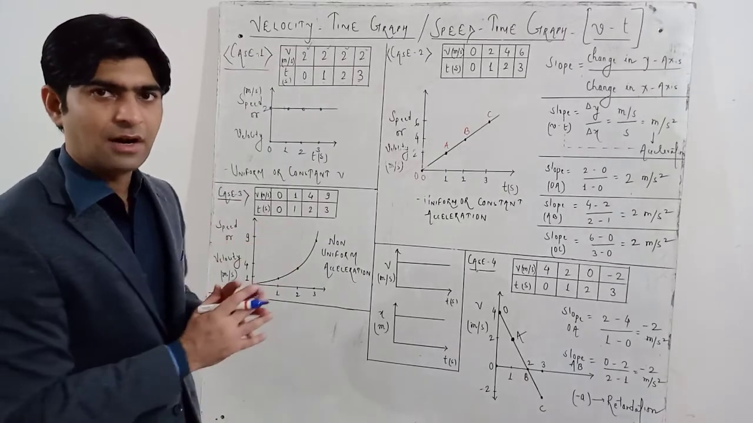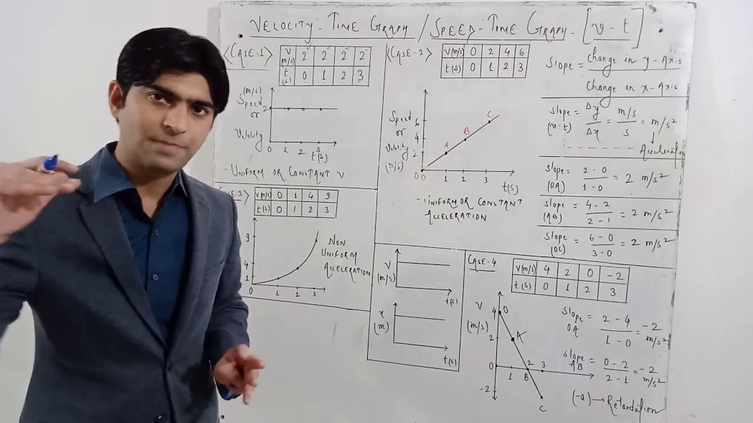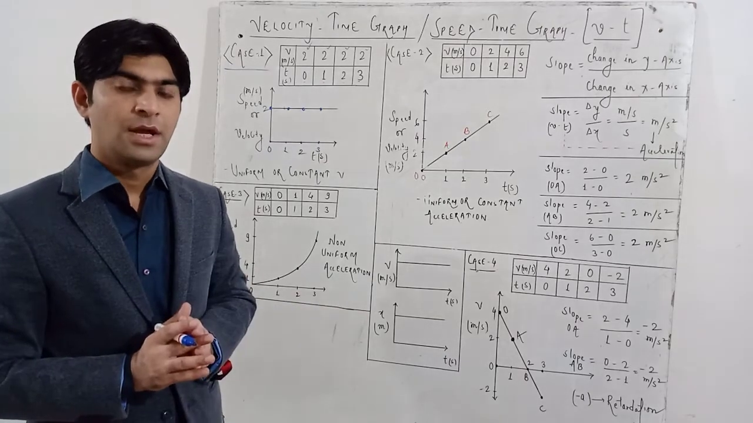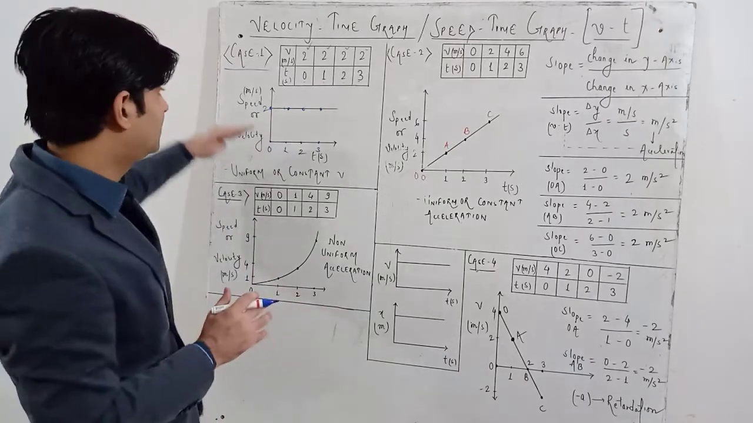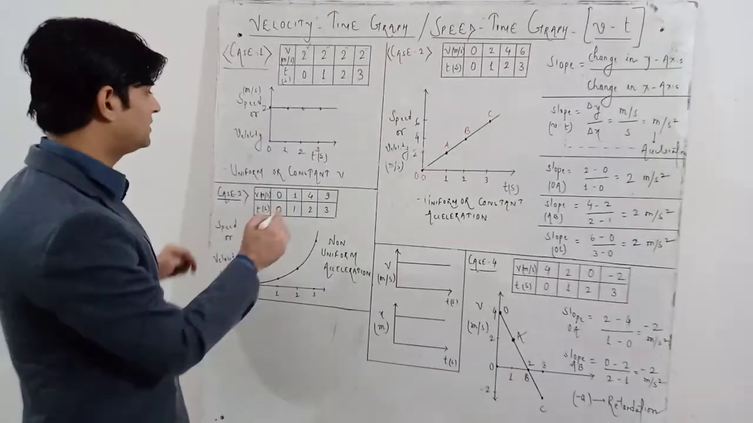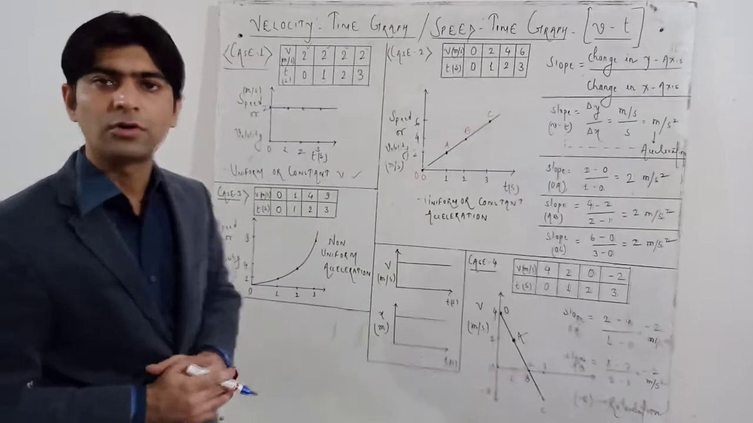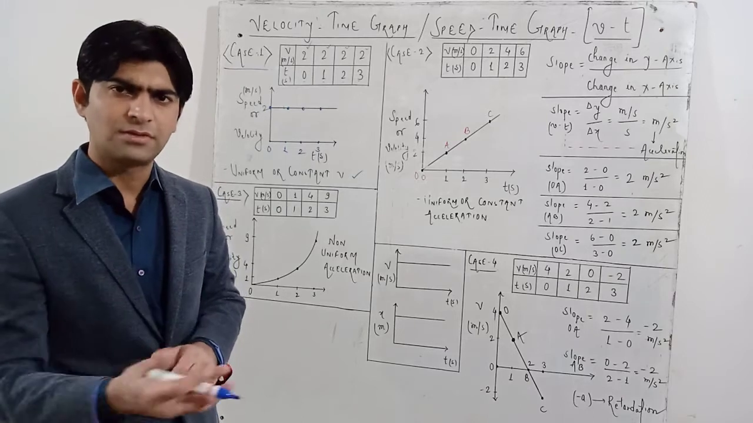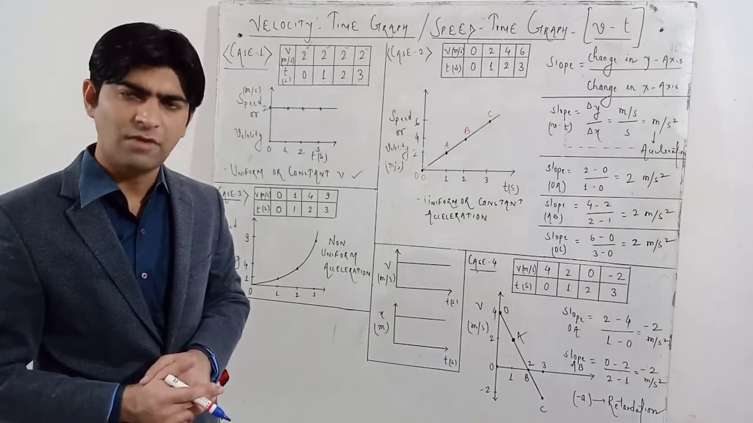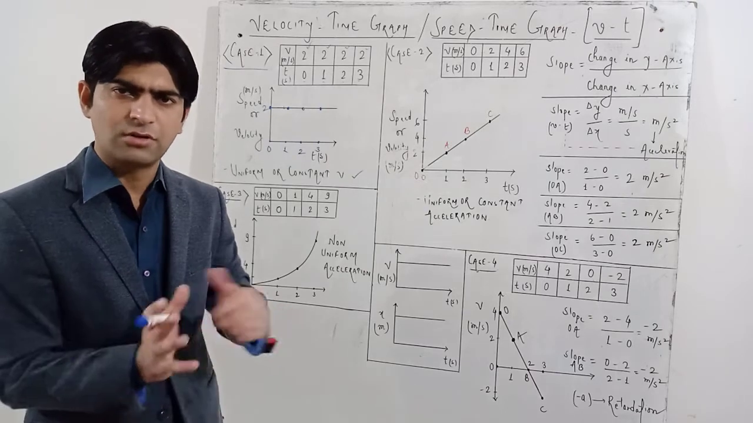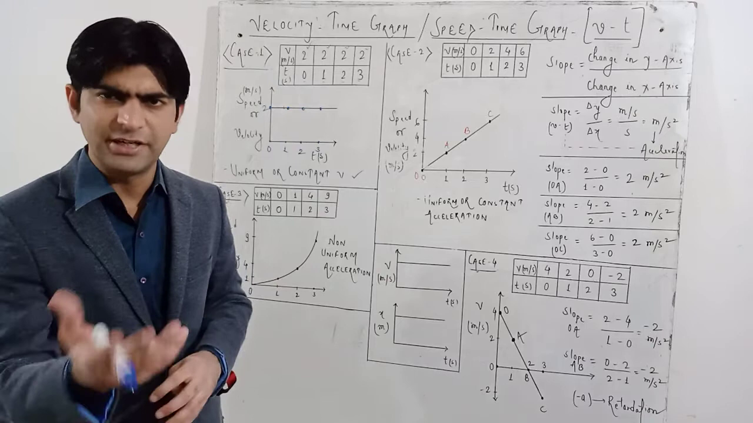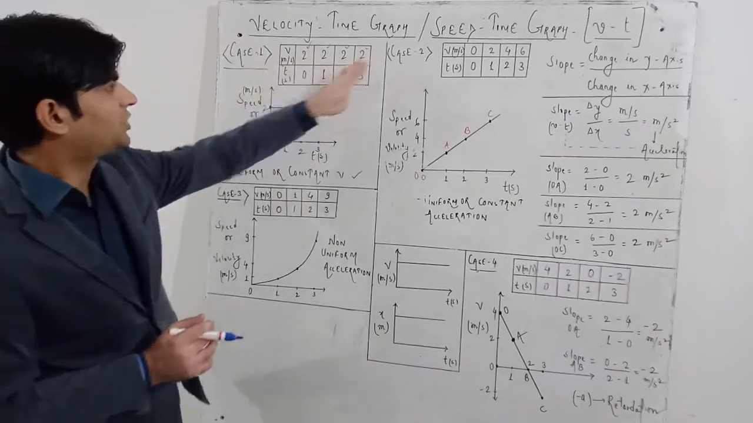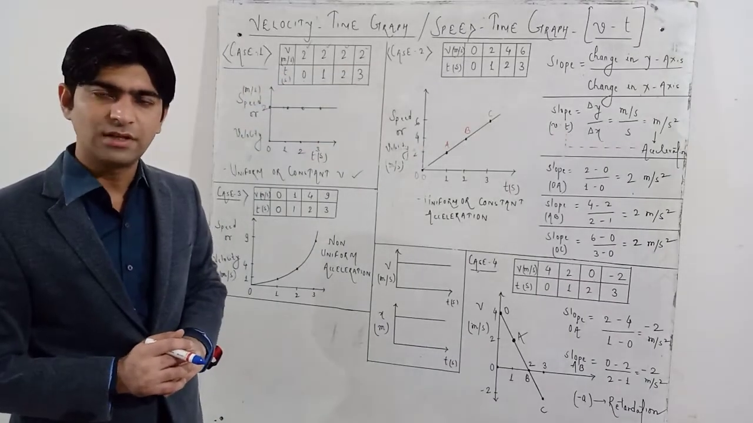So if you get this kind of graph, a velocity time graph or a speed time graph which is parallel to the time axis, what does it mean? It means that the velocity is not changing with time. If the velocity is not changing with time, you will get a straight line parallel to the time axis. That means it is the case of uniform or constant velocity. That means the body is moving with uniform speed or constant velocity, or constant speed, you may say. So this is case number 1 where the velocity is not changing with respect to time. That means the body is moving with a constant velocity.